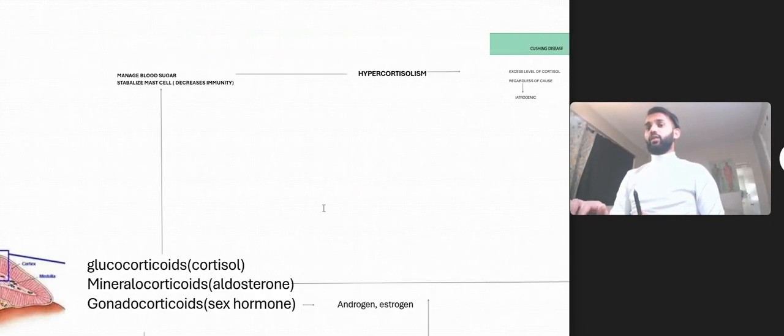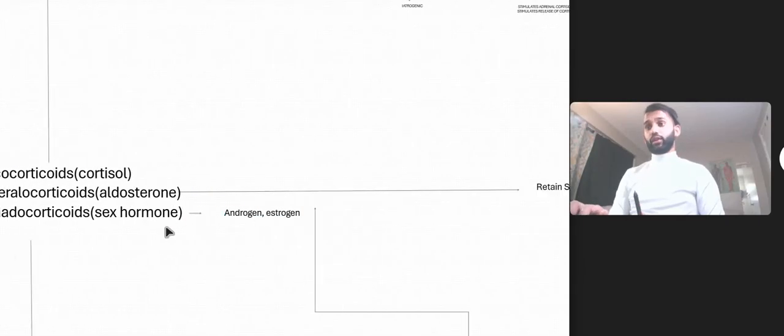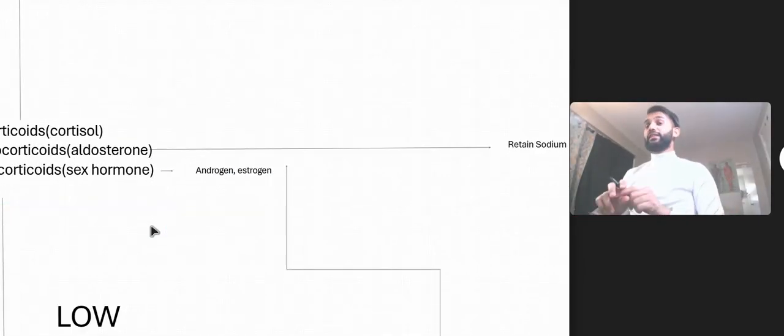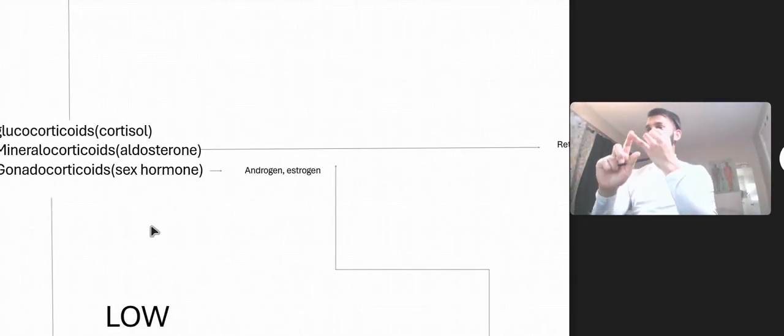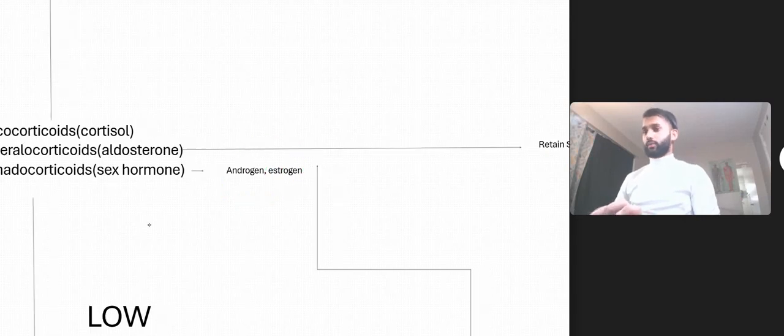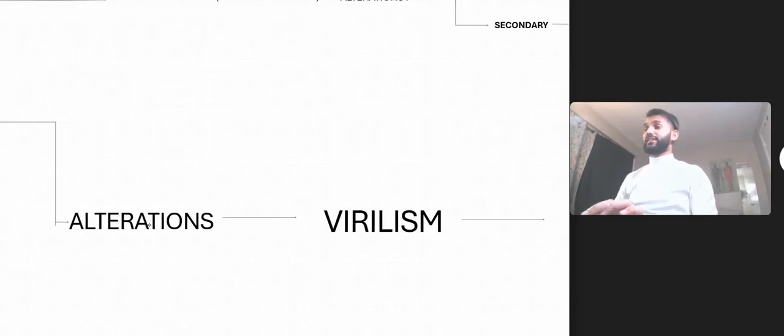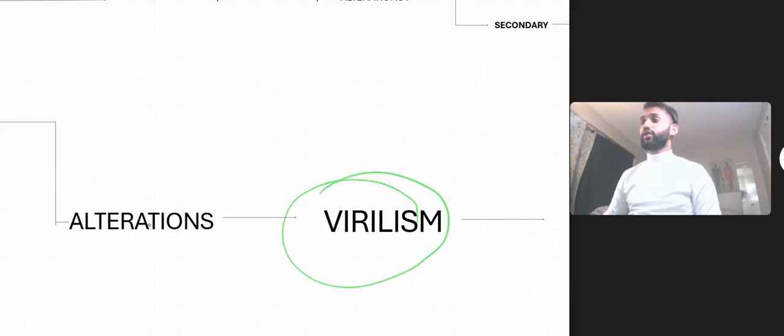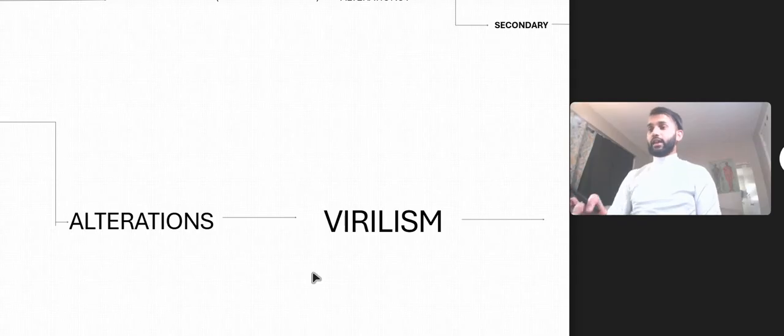Now we'll talk about the gonadocorticoids, which are your sex hormones. The two hormones produced by the gonadocorticoids are androgen and estrogen. Things to remember: when you see the word androgen, that's your male hormone, and when you see the word estrogen, that's your female hormone. What happens in this case is you can have a problem such as virilism, in which you can have too much production of androgen, high production of your male hormone.